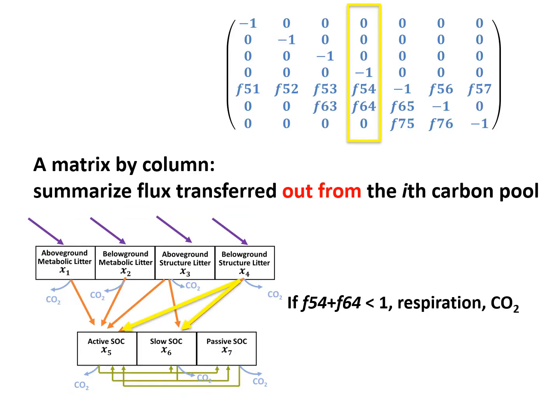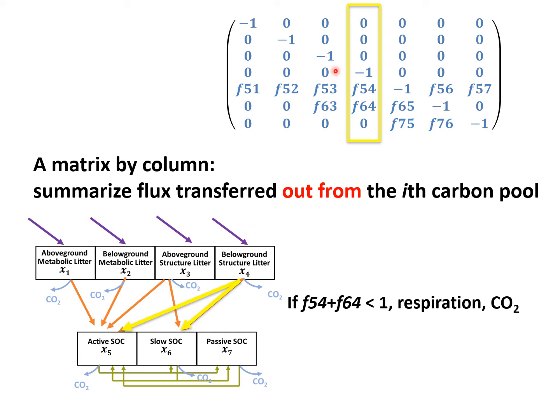If we look into each column of the transfer matrix, the A matrix, it summarizes all the fluxes that are transferred out of the ith carbon pool. For example, if we look into the 4th column of the transfer matrix, there is carbon transferred from the 4th to 5th and from the 4th to 6th carbon pools, if these parameters, F54 and F64, are not equal to 0, which is exactly the same as what has been shown here in this carbon flow diagram.